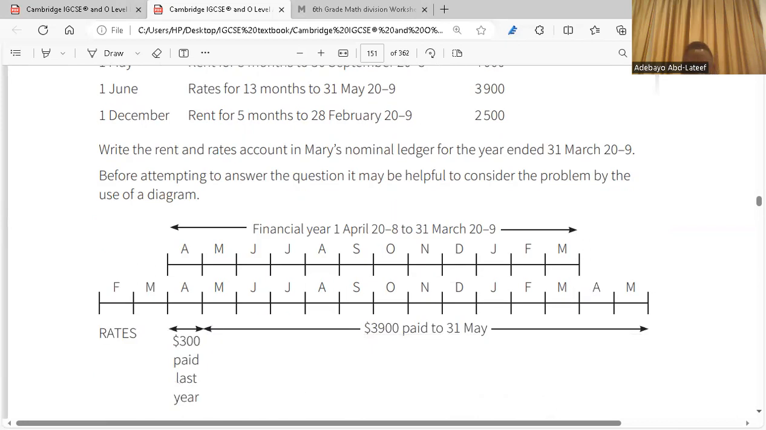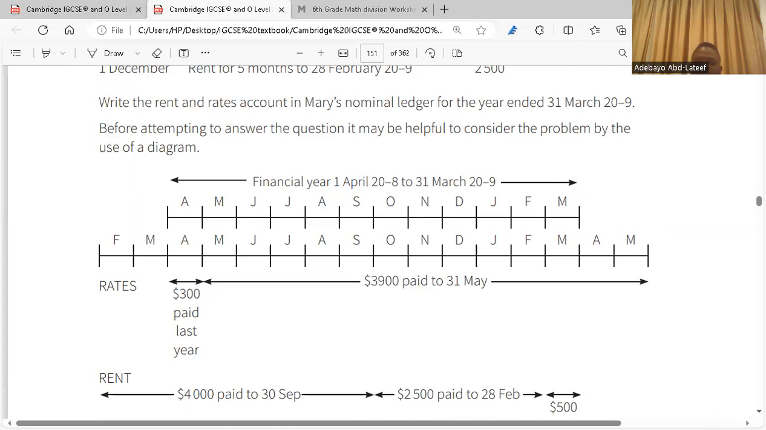Now they said, write the rent and rates account in Mary's nominal ledger for the year ended 31st March 29. Before attempting an answer, it will be helpful because we'll start the problem using a diagram. So the rates start from April to May, and we have prepaid. From April to May. So rates of $300 was prepaid for 1 month, which is for April.